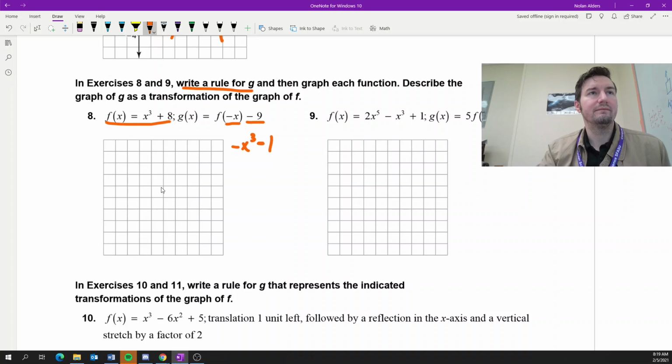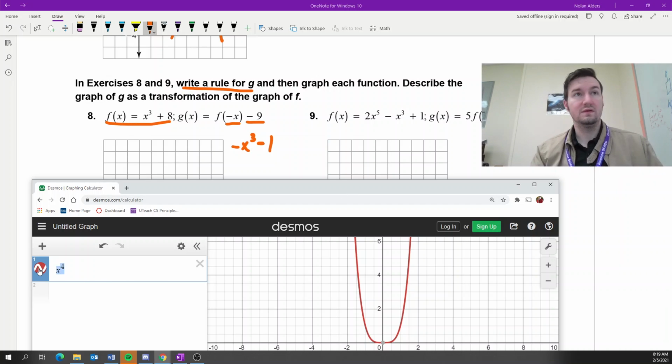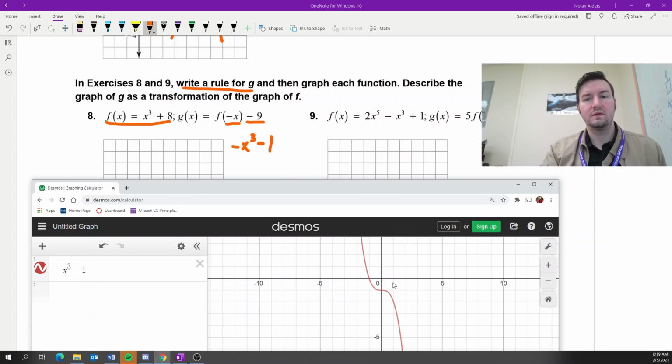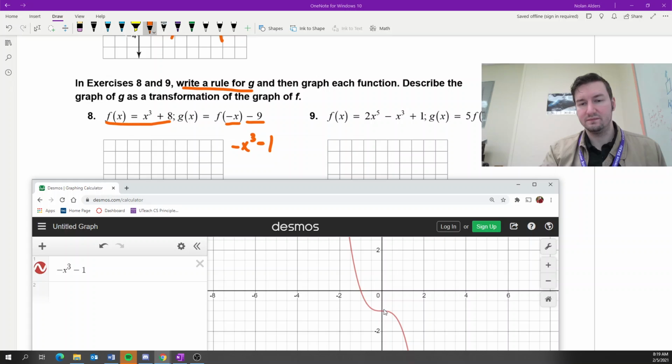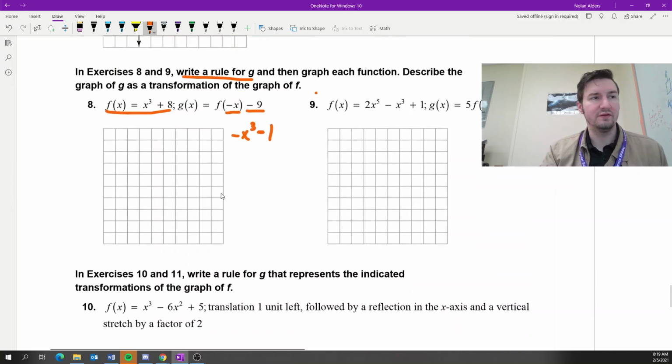So in that case, we can go ahead and pull Desmos up for our graphing. And we can do negative x cubed minus 1. So here's what our function will look like. All right. So just remember what each of your transformations do, and you won't have any problem.